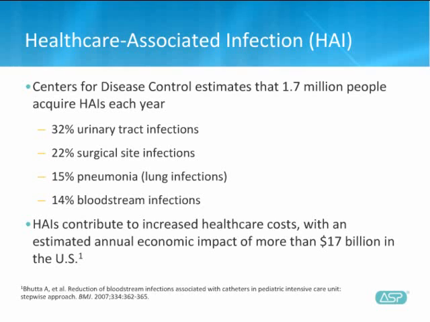HAIs also contribute to increased healthcare costs, with an estimated annual economic impact of more than $17 billion in the United States. In addition to the harm caused to the patient, there are financial costs associated with HAIs. The excessive cost for HAIs is often covered by the hospital rather than third-party payers. There are a number of studies that calculate the increased cost of an HAI. One study in 2003 in Chicago found an excess cost of almost $7,000 for a suspected infection and a little more than $15,000 for a confirmed HAI.